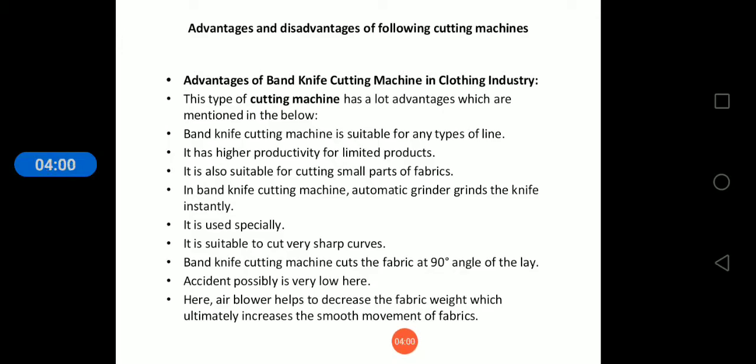In the band knife cutting machine, an automatic grinder grinds the knife instantly. It is especially suitable for cutting very sharp curves. Band knife cutting machines cut the fabric at a 90 degree angle to the lay. The possibility of accidents is very low here. An air blower helps to decrease the fabric weight, which ultimately increases the smooth movement of fabrics.